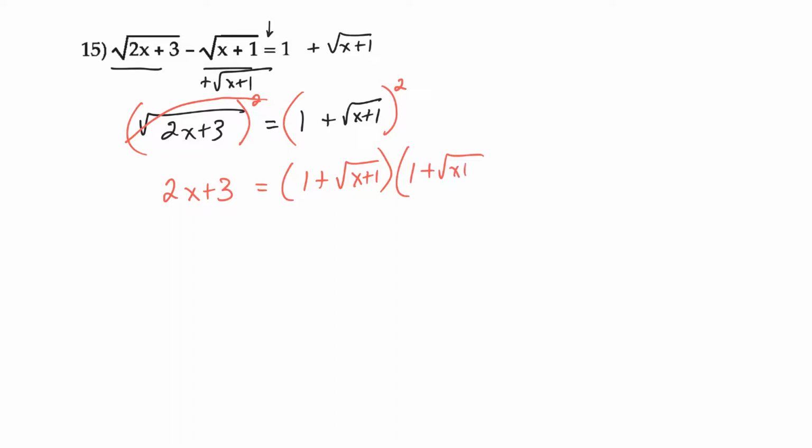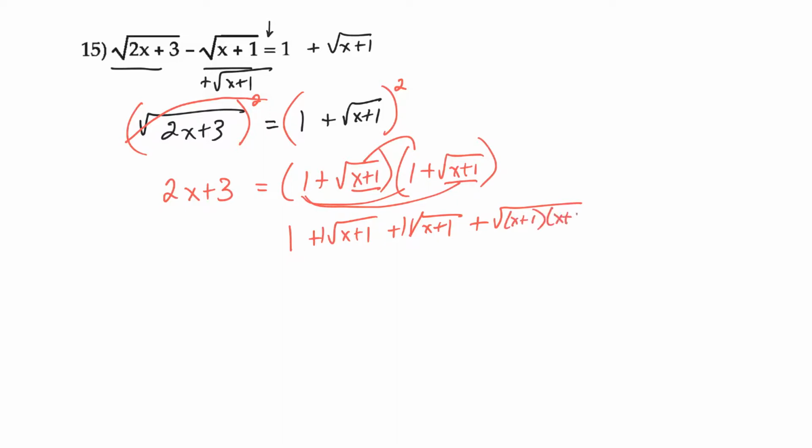1 plus that. So there's 2 of them, and now I can FOIL those together. So 1 times 1 would be 1. 1 times this would be a plus root x plus 1. This times this would be a plus 1, or 1 root x plus 1. You don't need to put the 1 out front. You can if you want. Plus, the last thing will be the square root of this times this. So x plus 1 times x plus 1. And that's all equal to that. That looks a little messy. All right, let's see what happens then.